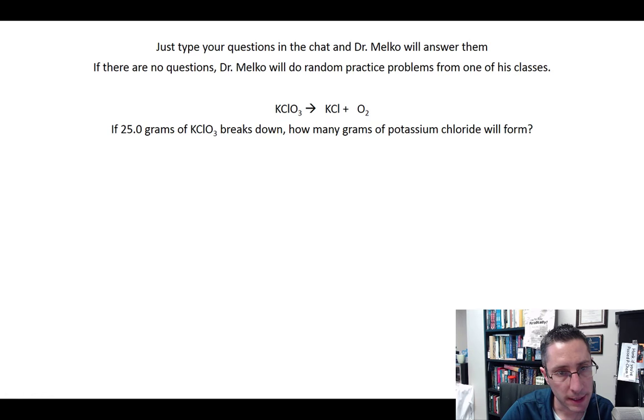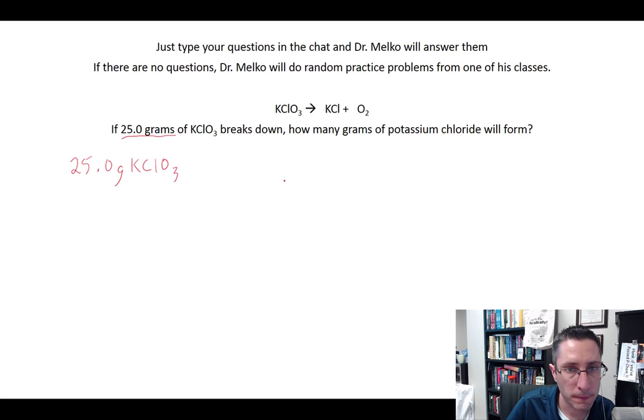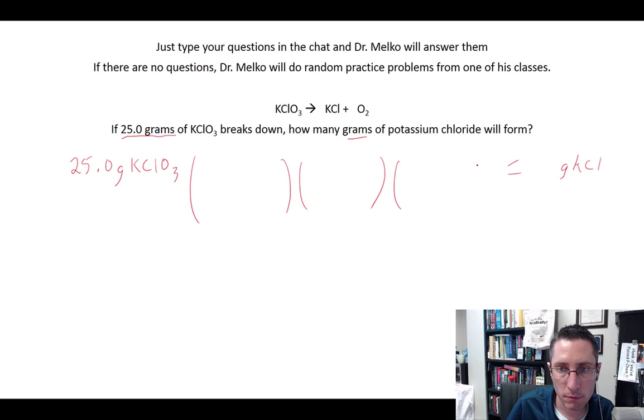All right, onward. Same reaction, and now let's try a slightly different problem. Here we're told we are starting with 25.0 grams. I'm just going to write that down as given information of my reactant. And I need some amount of grams of potassium chloride. This is grams to grams. So I've trained you well. You remember that there's going to be 3 unit factors in this stoichiometry.